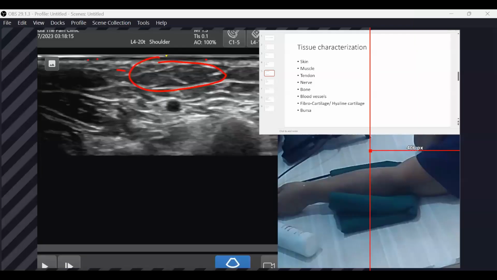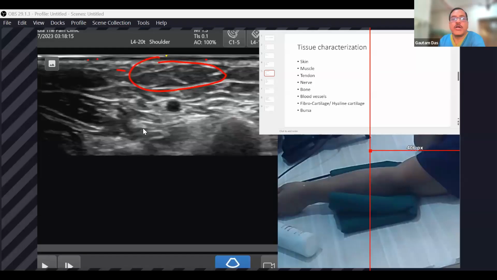Yes, sir. Okay. So what I was showing first is that this hyperechoic area is your skin. Okay, this area, so skin looks hyperechoic. Is it clear to everybody? This area is your skin. Clear? After that, there is a hypoechoic area with some hyperechoic connective tissue septa. So what is this? This is your subcutaneous fat. So fat looks black. Fat looks hypoechoic.